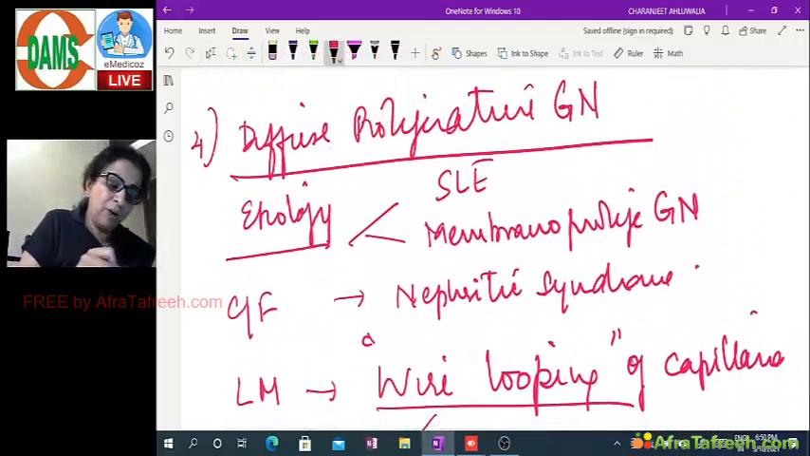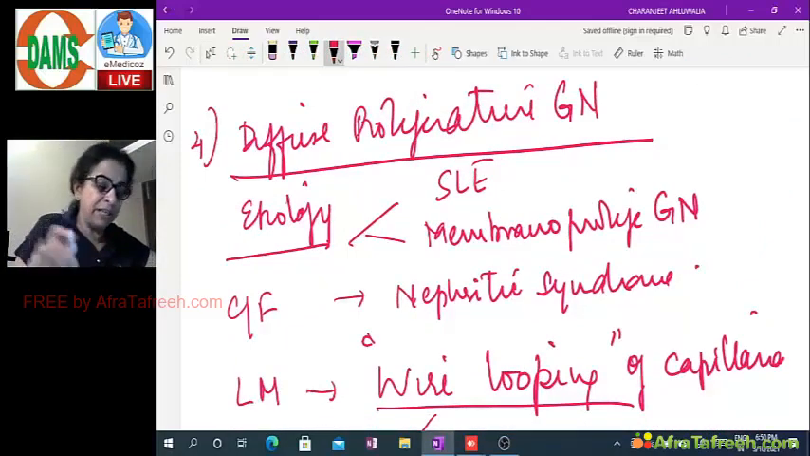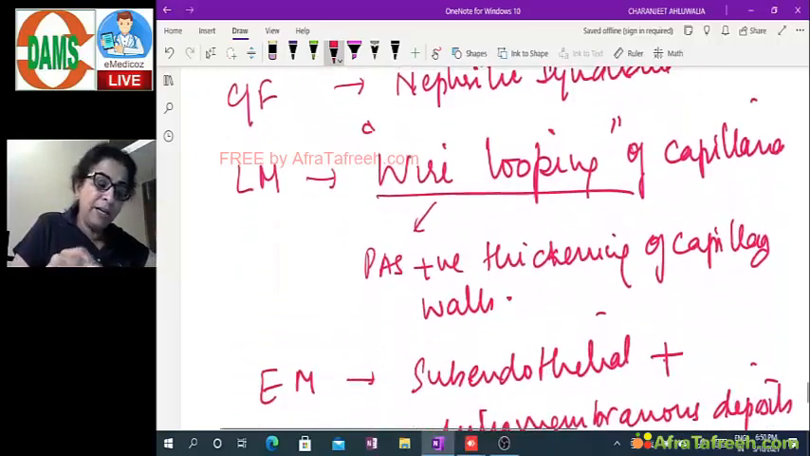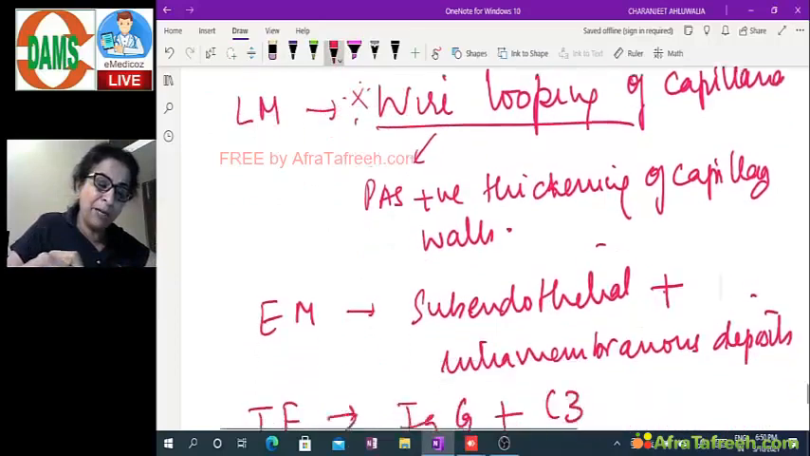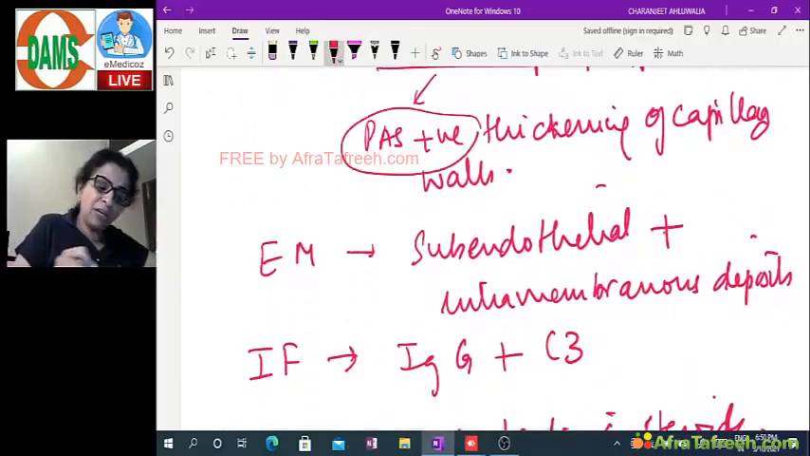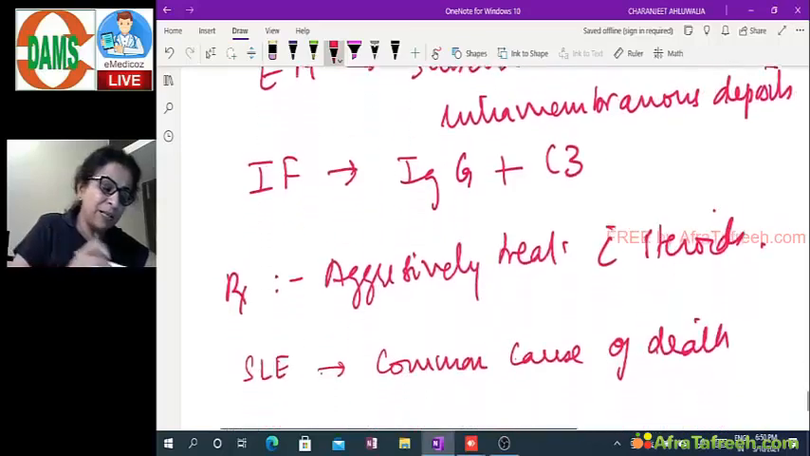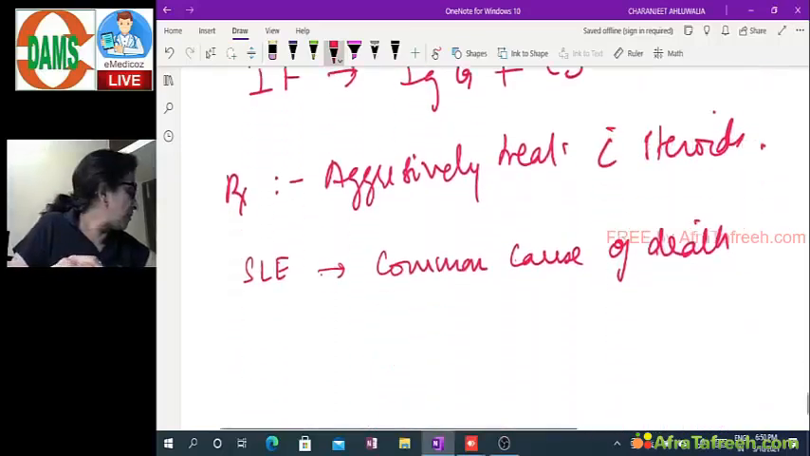So diffuse proliferative glomerulonephritis, not much in diffuse proliferative. So it can be a complication of membranoproliferative, or it can be seen in SLE. Nephritic syndrome, characteristic feature that you see is wire looping. The capillary walls appear thick by PAS stain. Electron microscopy, you have subendothelial plus minus intramembranous deposits. IgG and C3 are found.